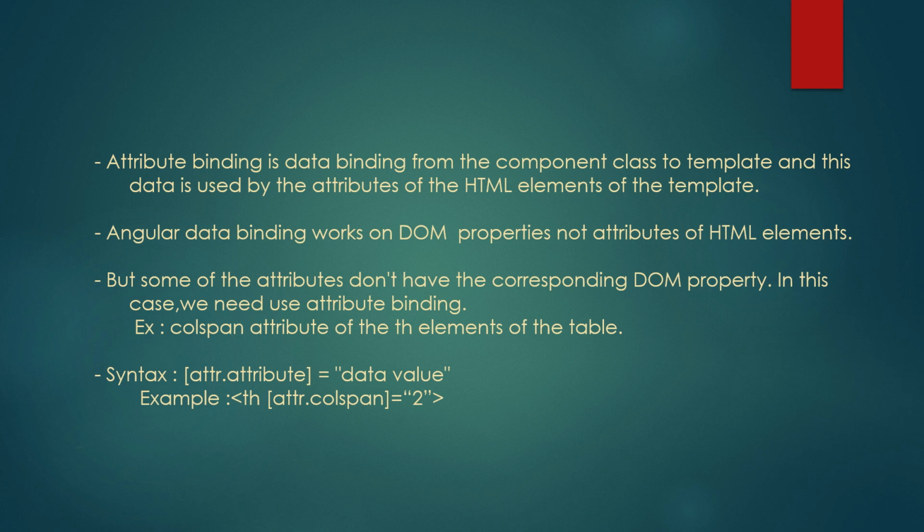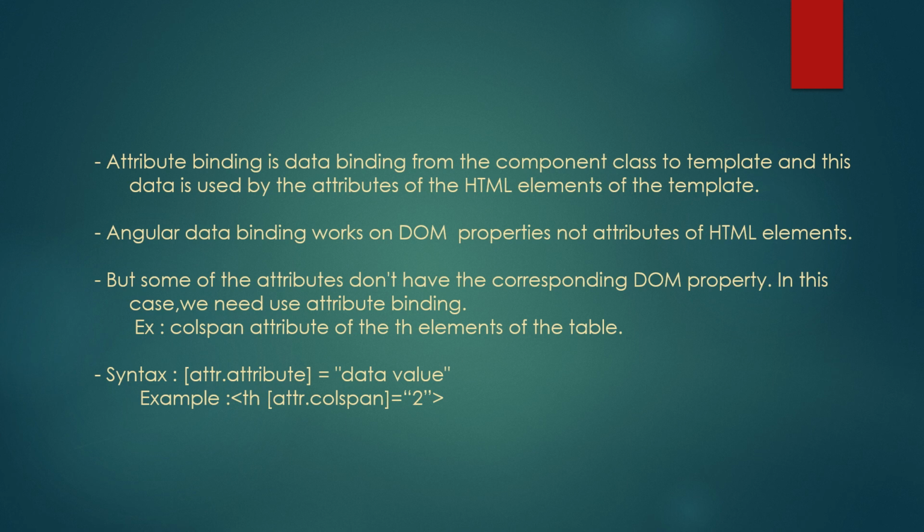Basically, attribute binding is one-way data binding where data passes from the component class to the template, and this data is used as attributes of the HTML elements. Syntax: within brackets we write attr dot, then the attribute name, is equal to, and within double quotes we write the data value.